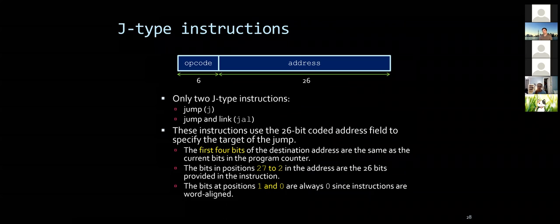Okay, so we covered more or less all the common cases for the I instruction. So the only instructions left are jump instructions. There are only 2 of them: jump, denoted by J, and jump and link, called JAL. These instructions use the 26-bit coded address field to specify the target of the jump. So the question I have for you: why do I need those jumps? Why can't you just use the existing branches?